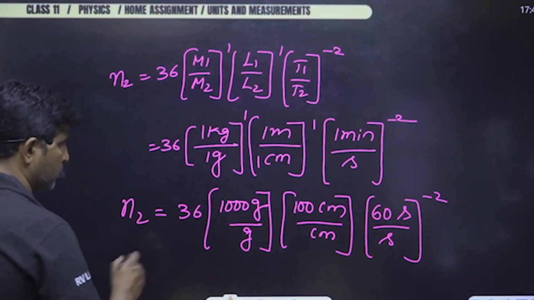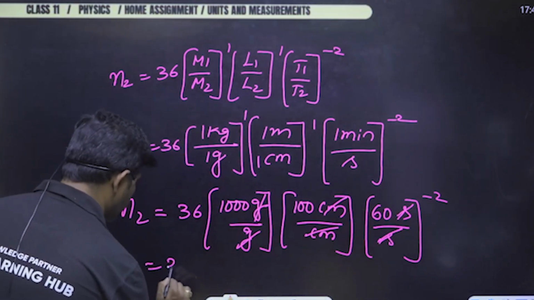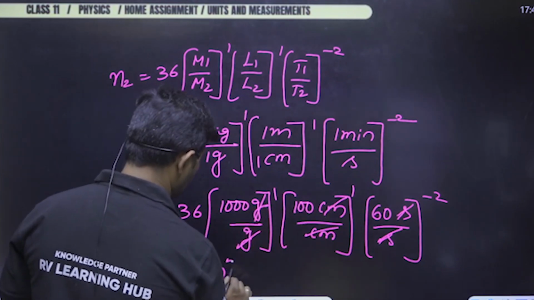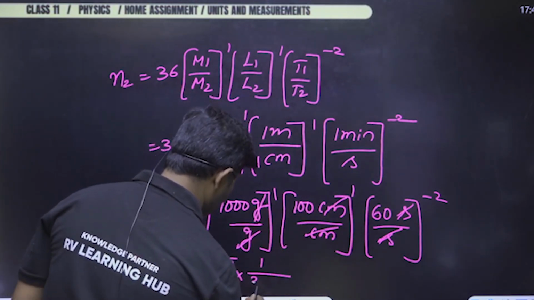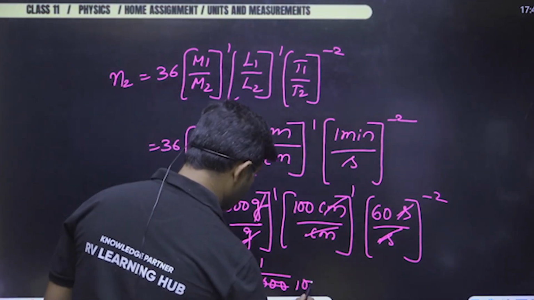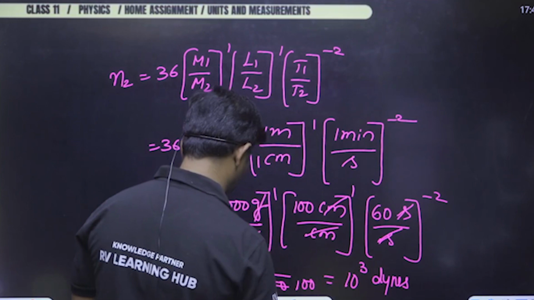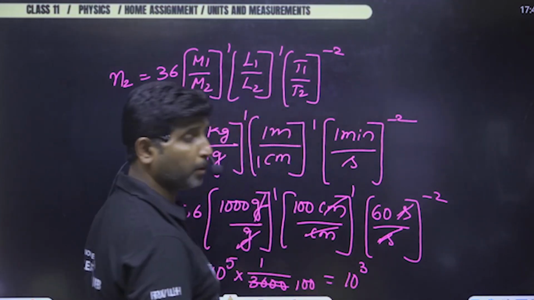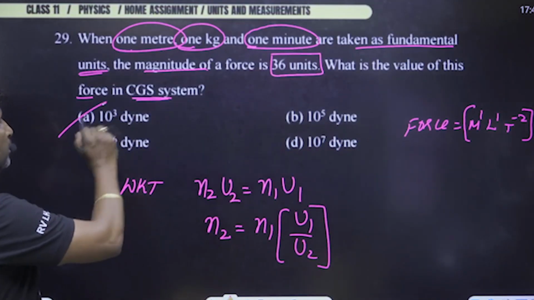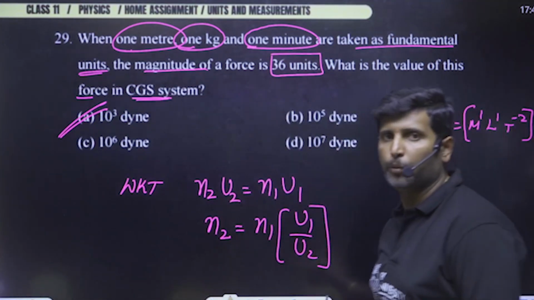Just simplify. Gram will get cancelled. Centimeter and second also get cancelled here. So if you simplify this value, 36 into 10 to the power of 5 into 1 by 3600. 3600 will get cancelled, so you will get the answer as 10 to the power of 3 dyne. That means N2 equals 10 power 3. So what is the option? 10 power 3 dyne, that is option A. Option A will be the right answer. Is it clear? I hope you understood this point.